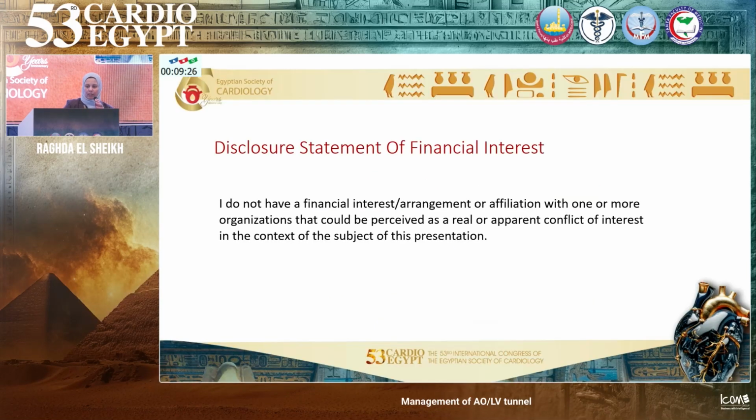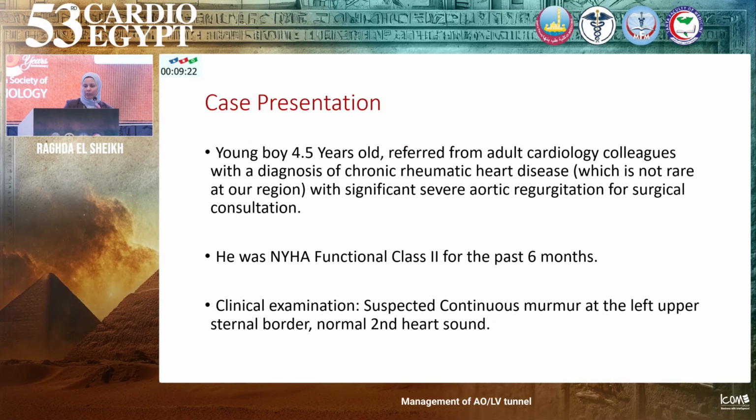Yeah, I will present a very nice case. It's a boy, 4.5 years. He came to me diagnosed as rheumatic heart disease, severe aortic valve incompetence, for possibility of aortic repair or aortic valve replacement at that age.